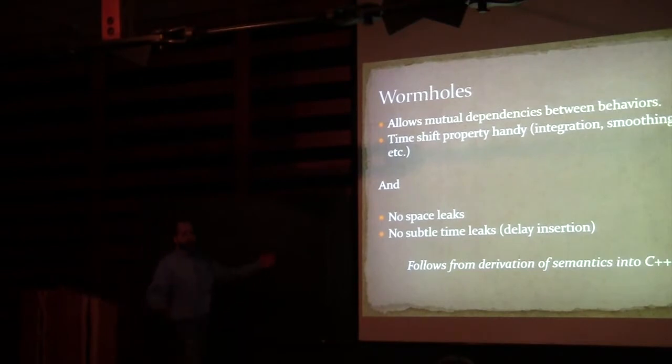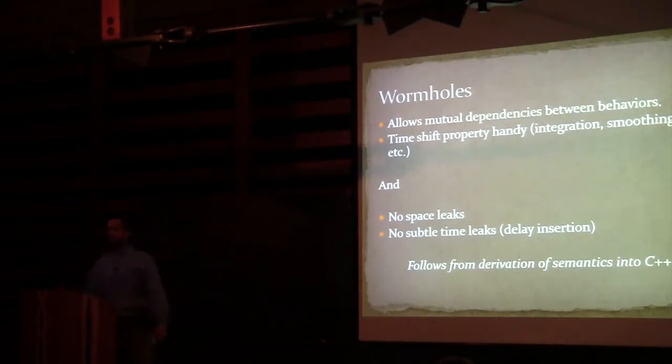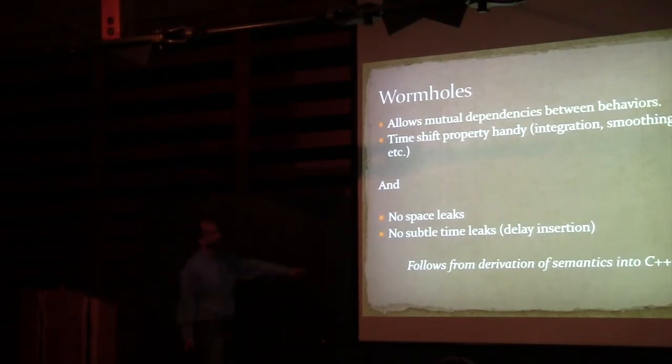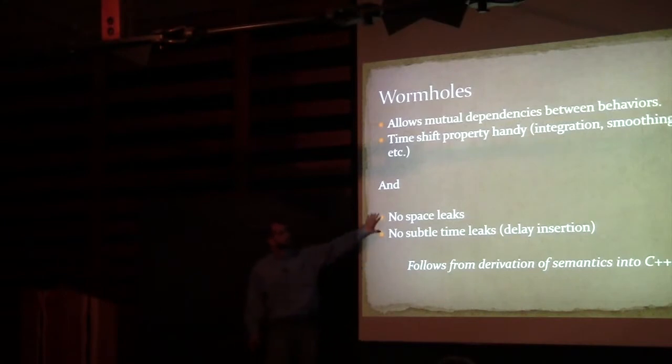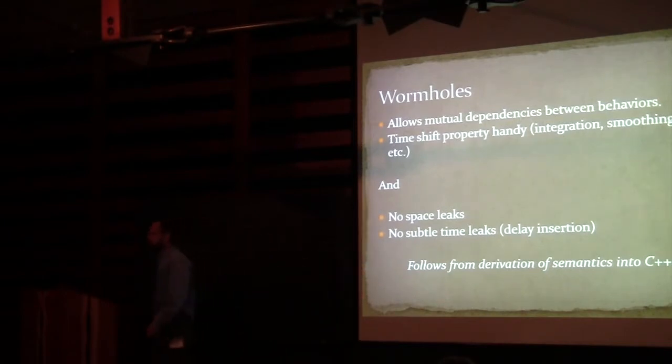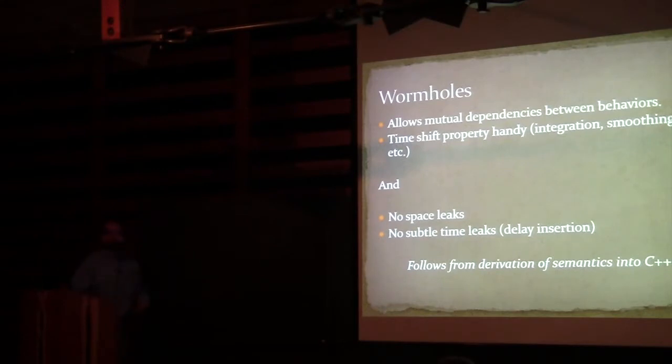And this just follows directly because I derived this into C++. If you do this in Haskell, and you do a Haskell-based or a functional-based implementation of this, these are really common. But here, it just wasn't even an issue at all. You haven't really talked about what they actually are, space and time leaks. Okay, so the comment was that I haven't actually pointed out what they really are, space leaks and time leaks.